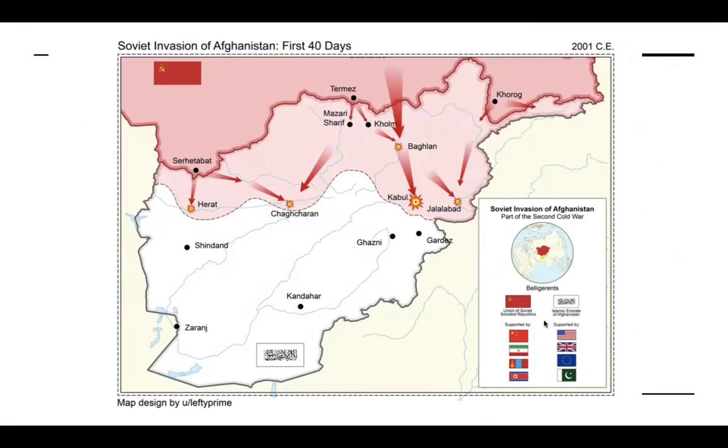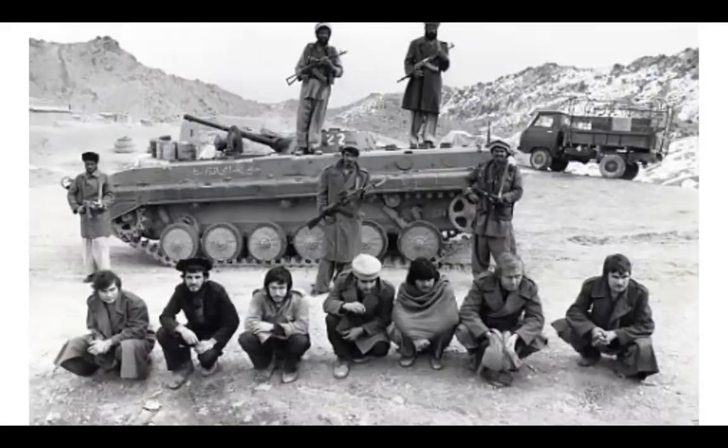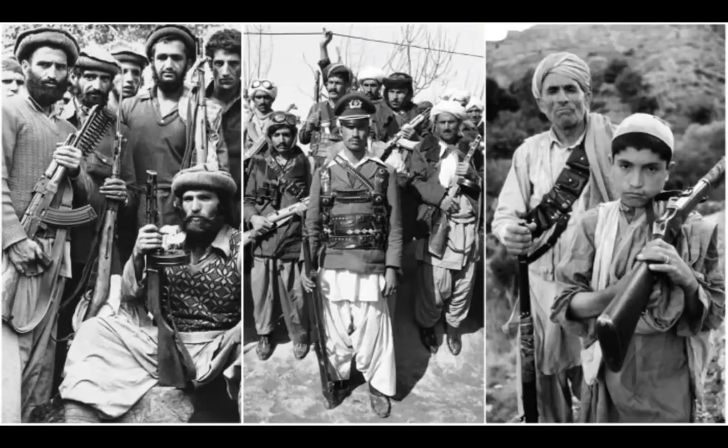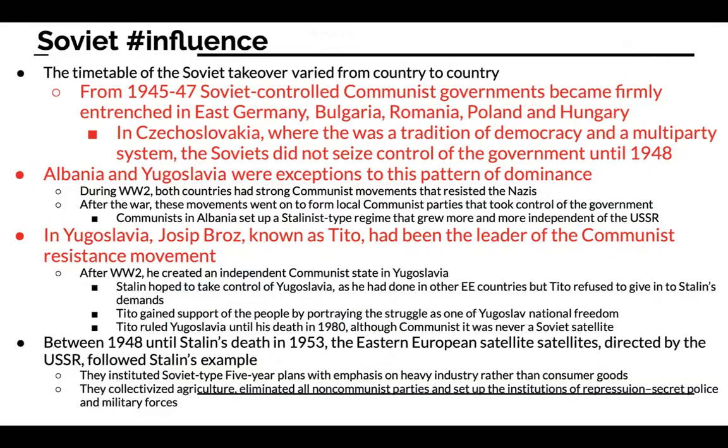So the Soviets were supported by China. That's North Korea. I don't know these two country flags. But the Islamic Emirate of Afghanistan was supported by the U.S., Britain, that's NATO, and I don't know what that flag is. So here are pictures of the Soviet-Afghan invasion. And these resistance fighters are called the Mujahideen, the evil empire.